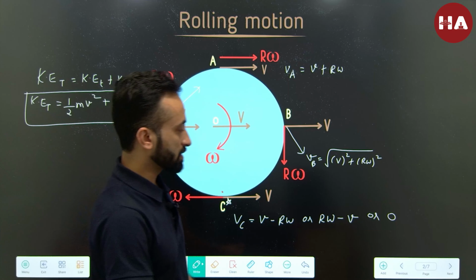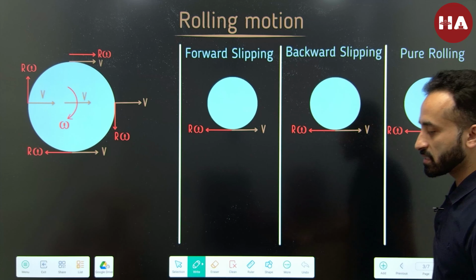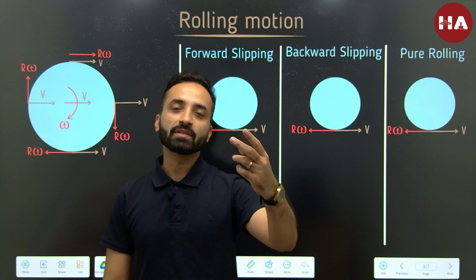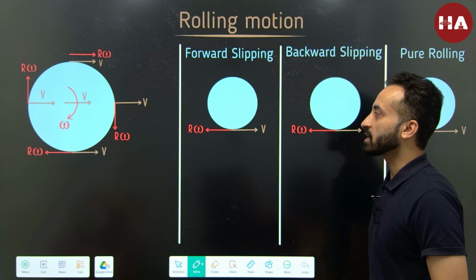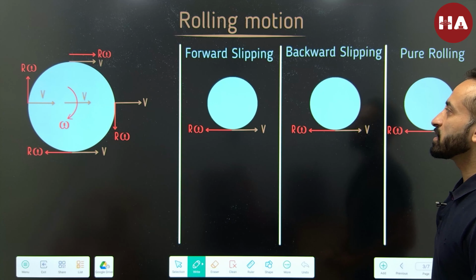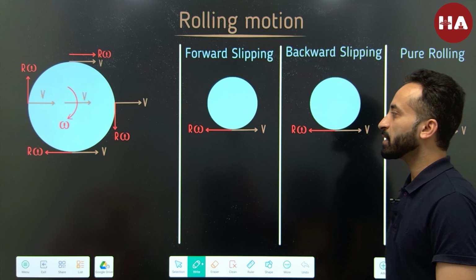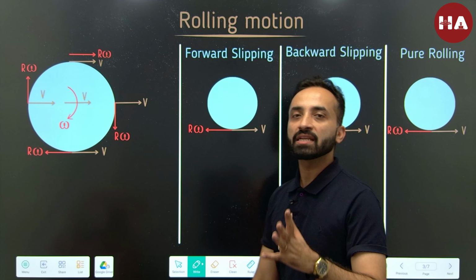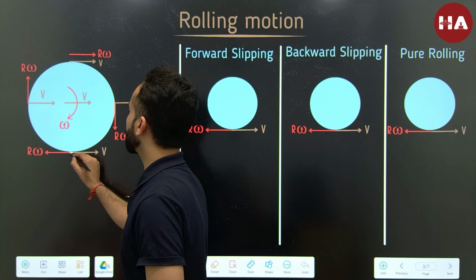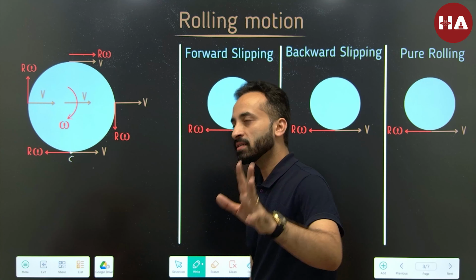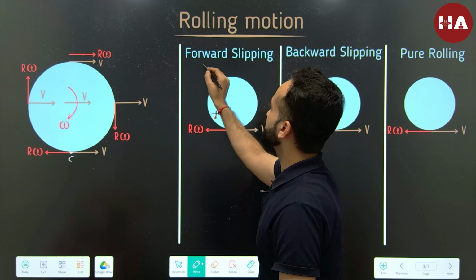Next we talk about the different cases that I have for you. As I was discussing about C, what are the three different cases? The three cases are forward slipping, backward slipping, and pure rolling. As the name implies, let's discuss what is going to happen. This was point C. The first case is the case of forward slipping. When does this happen?